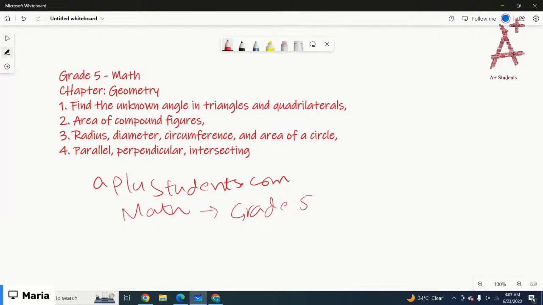We're going to start with the chapter geometry, and the lessons we're going to cover today are find the unknown angle in triangles and quadrilaterals, area of compound figures, radius, diameter, circumference, and area of a circle, parallel, perpendicular, and intersecting. So let's just start with the lesson.